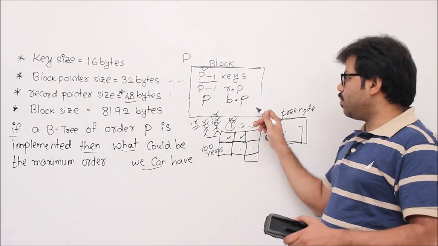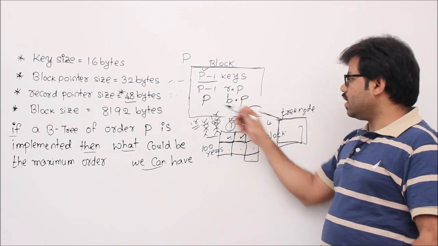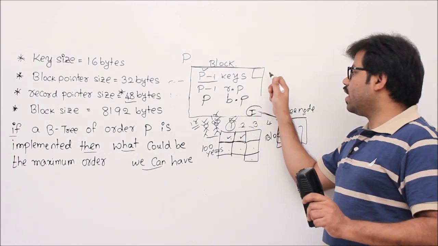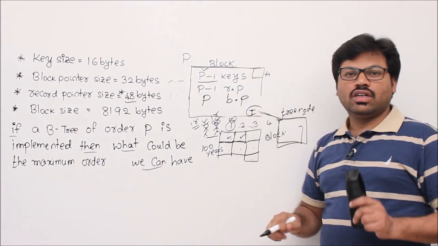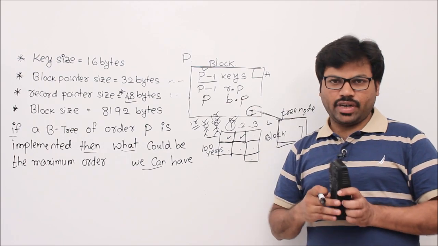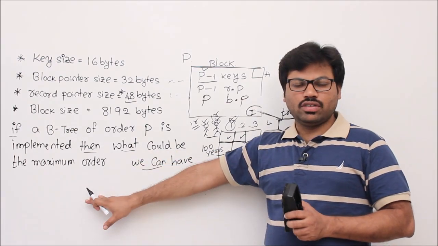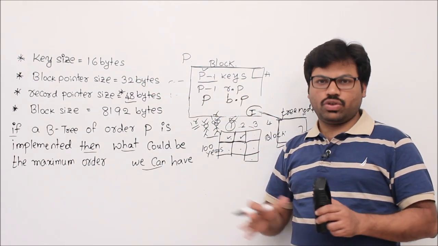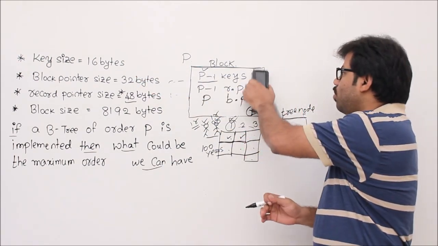But generally you will have some extra information also, like whether it is an internal node or leaf. So we ignore those things, some header information. They are particular to a specific implementation, but it's a mathematical problem. So in academics, that kind of information is not given. So don't use it. Don't solve the problem like this.